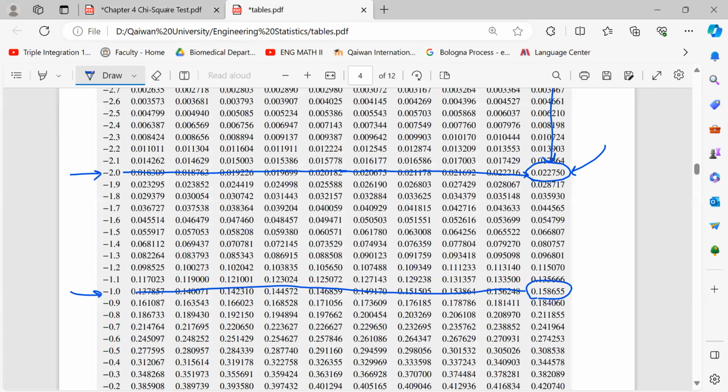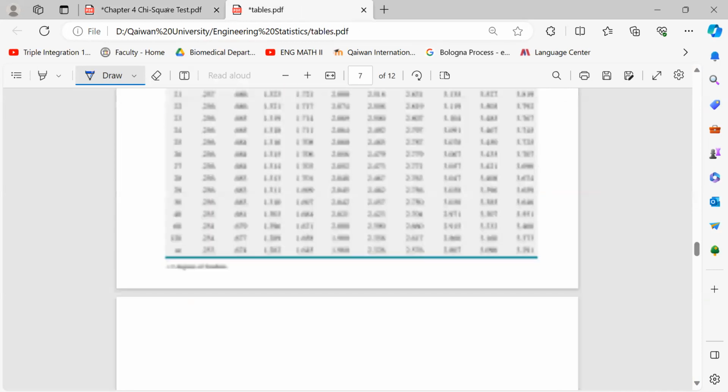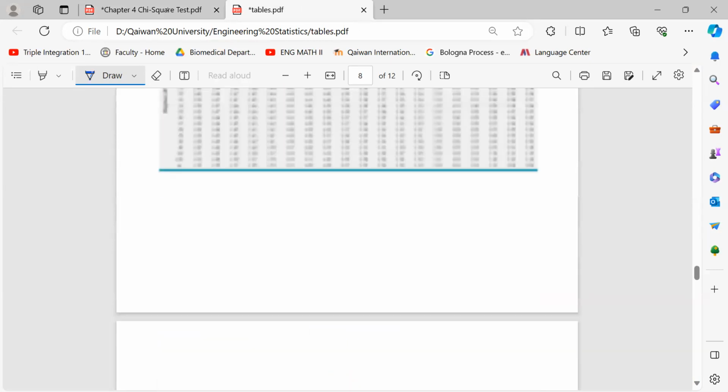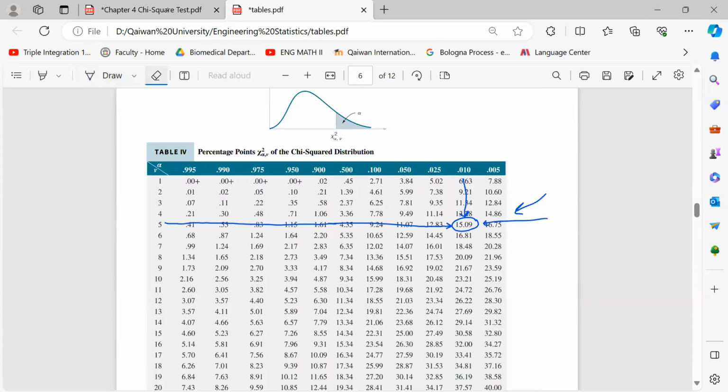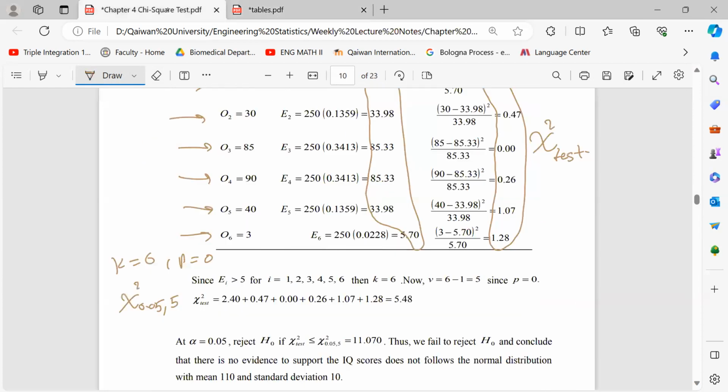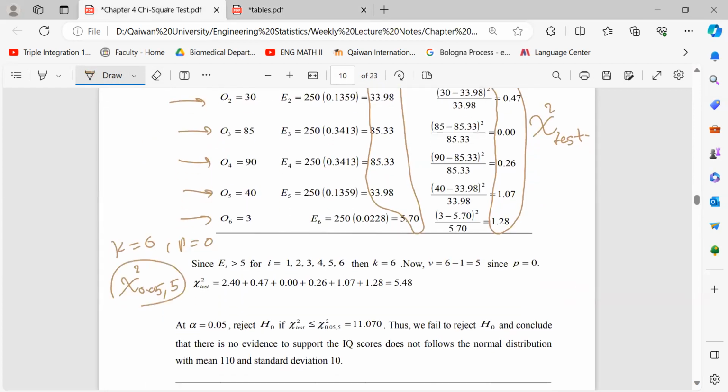Let's return to the table of chi-squared. This is chi-squared, 0.05 and 5. That's 11.07. Okay. 0.05 and 5, that's 11.07. This one is the chi-square test.